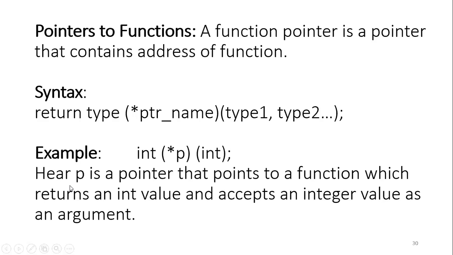Here we are going to describe it as: p is a pointer that points to a function which returns an int value. This is the return type of the function, and it accepts an integer value as an argument. This is the argument for the function. Once again, I will repeat. p is a pointer to a function. That function will return an integer value and will accept an integer value as a parameter. This is the parameter. This is the return type.